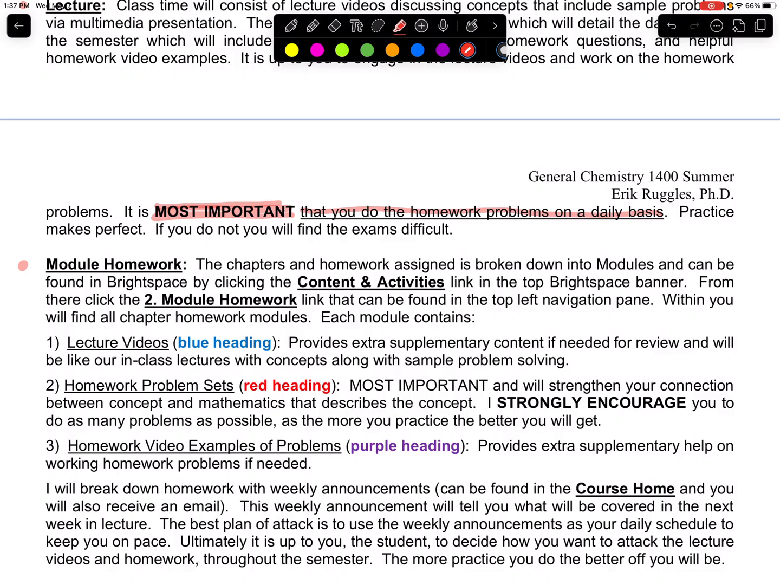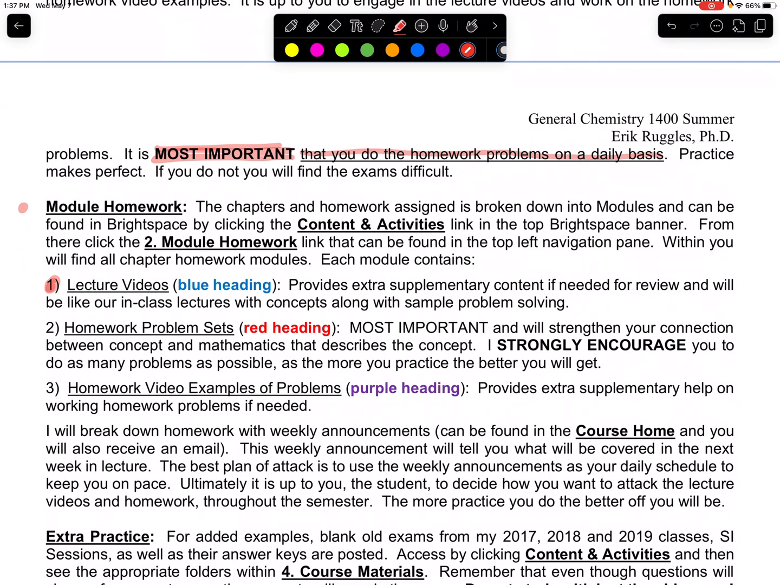The modules are split into kind of 3 different pieces. There's going to be a lecture video, which is going to have a blue heading or blue underlined heading. And that's obviously going to give us the lecture material, with me discussing concepts as well as me doing example sample problem sets.